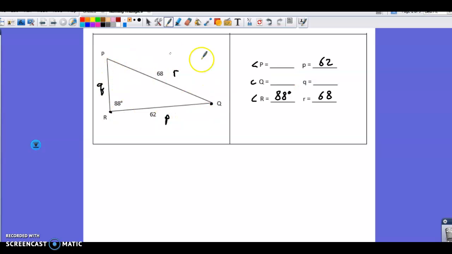Now, these are not right triangles, so I can't use any kind of Pythagorean theorem to find that third one. We're going to have to use law of sines or law of cosines to figure that out, and we'll do that starting tomorrow. Right now, just leave the rest blank because they're not labeled and we can't figure them out with anything easy.